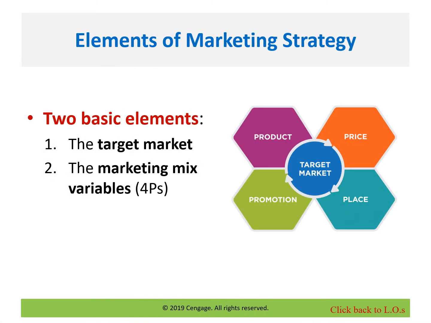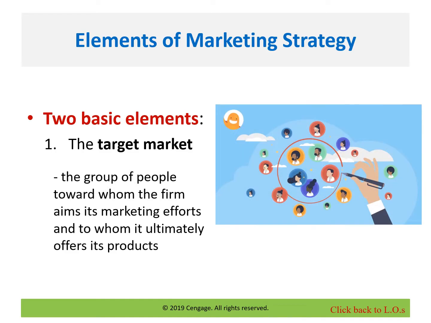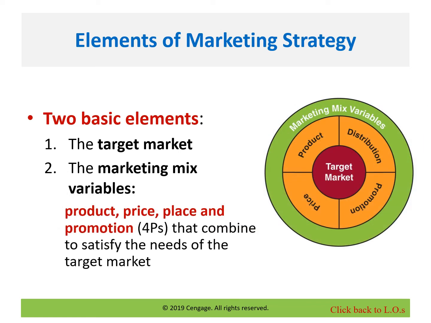The two basic elements of marketing strategy consist of, first, the target market and, second, the marketing mix variables. The target market is the group of people toward whom the firm aims its marketing efforts and to whom it ultimately offers its products. The marketing mix variables are the product, price, place, and promotion, or the 4Ps, that combine to satisfy the needs of the target market.